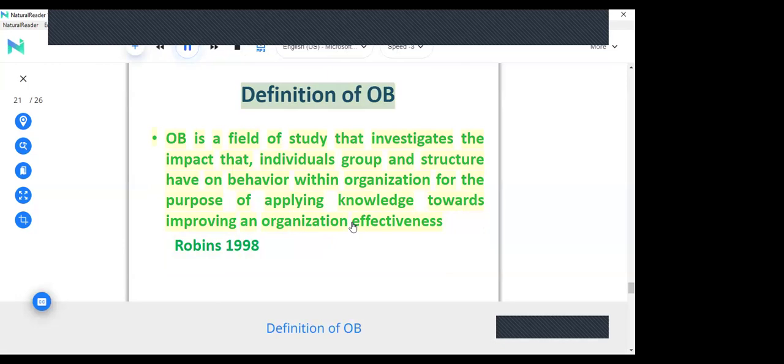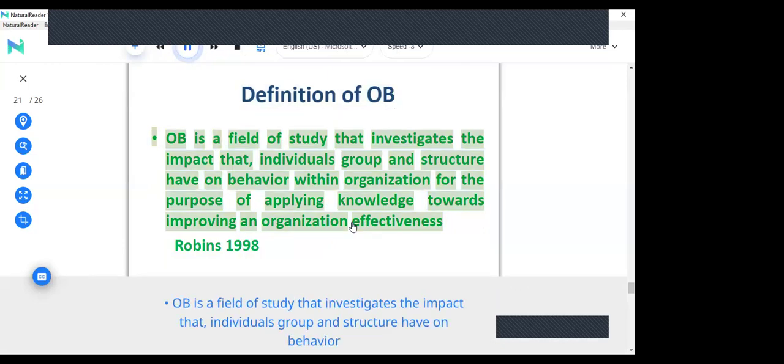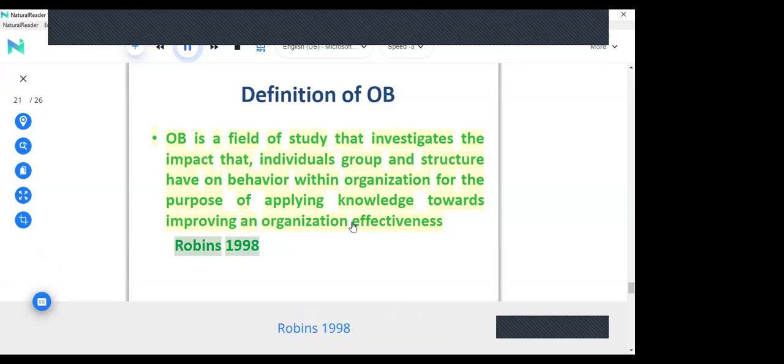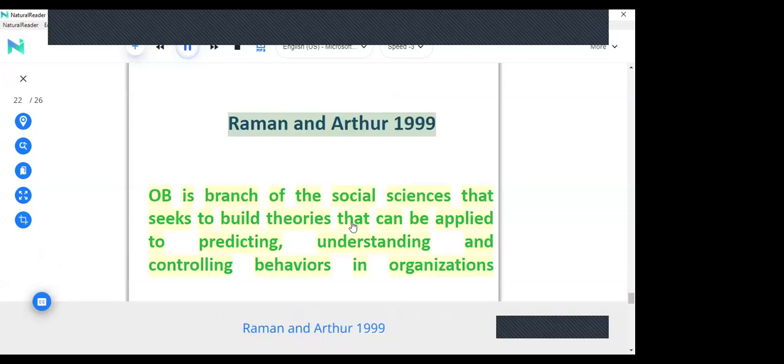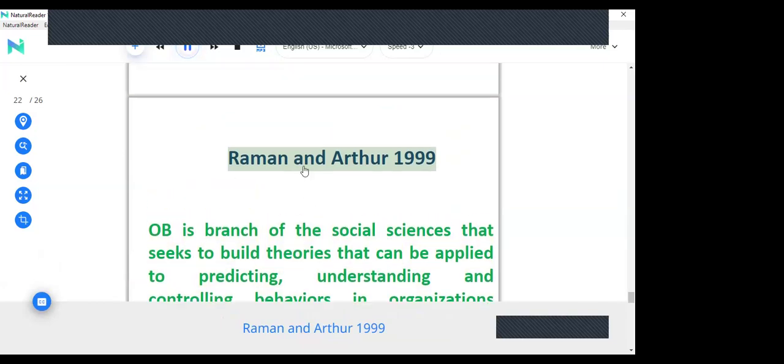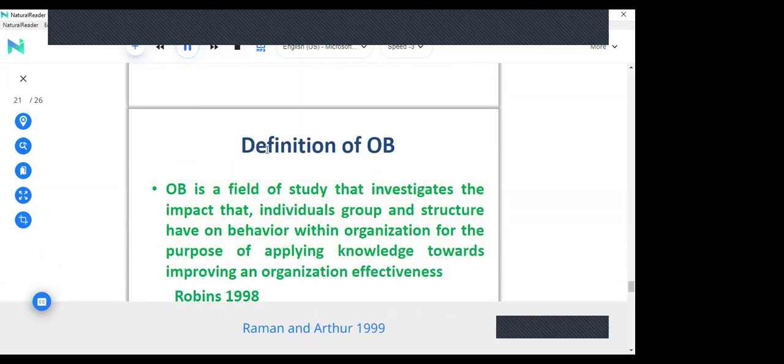Definition of OB. OB is a field of study that investigates the impact that individuals, group and structure have on behavior within organization for the purpose of applying knowledge towards improving an organization effectiveness. Robbins 1998. Rahman and Arthur 1999. Okay, I will stop here.